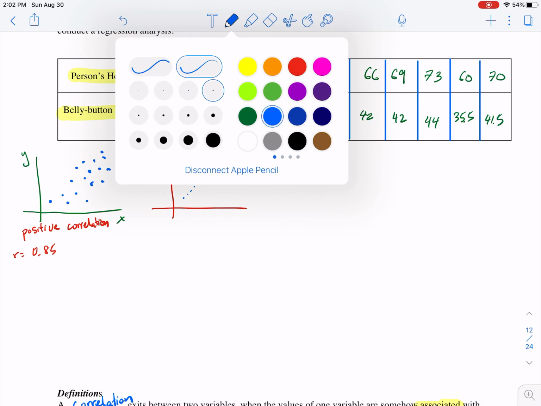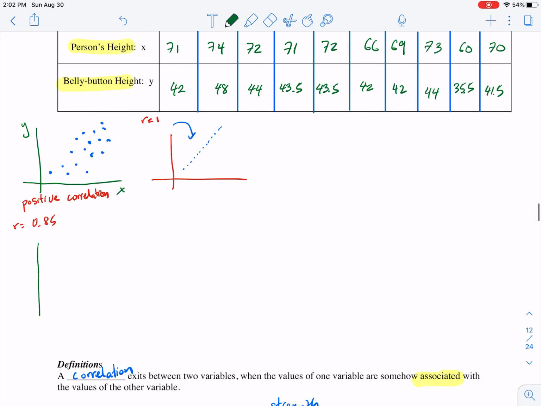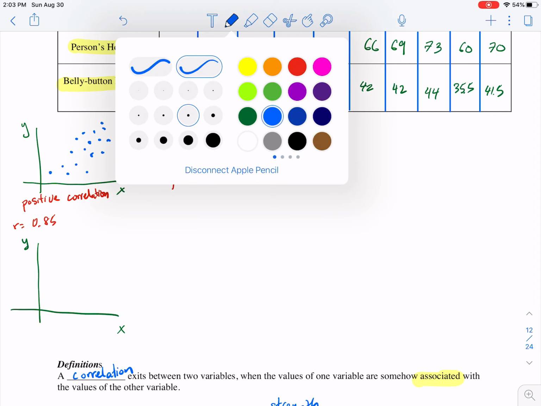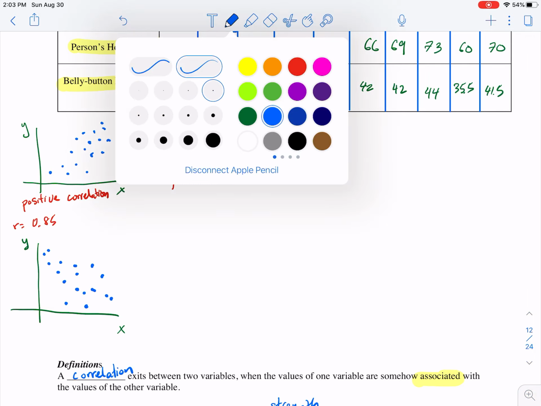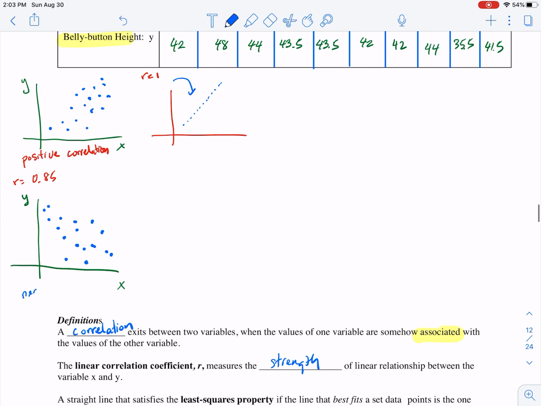So let's give another example, of a negative correlation. Let's say x and y. We have as x increases, y decreases, right? Something like this. So this would be a negative correlation. I'm going to guess R is roughly around 0.7 in this case.